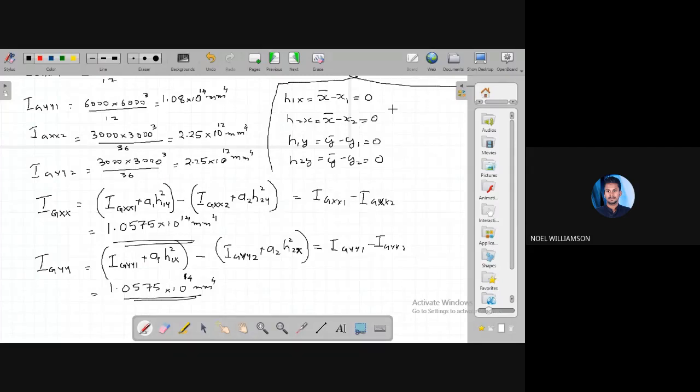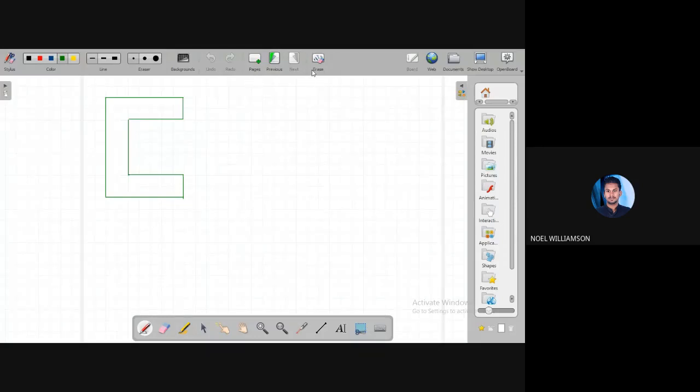Now, okay, I think you have finished. Okay, those who have not finished, you just take down the values. Take down these values for IgXX and IgYY. These are the values. So note down these values. Okay.